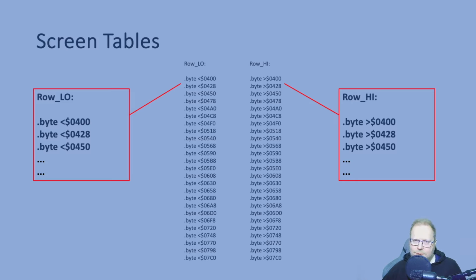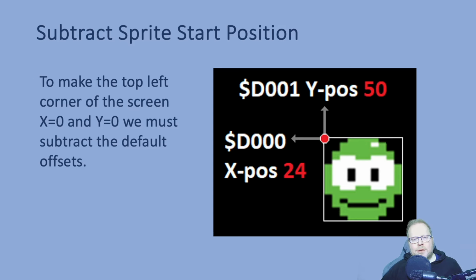But there's a few challenges here. First of all, we need to handle the start position where the Y is 50 and the X is 24. We need to handle that in some way. The way I'm going to do that is I'm just going to subtract 50 from the Y position and subtract 24 from the X position, which will make the Y position 0, X position 0 when he's on the top left of the screen. I'm going to show you how I do that in just a moment.